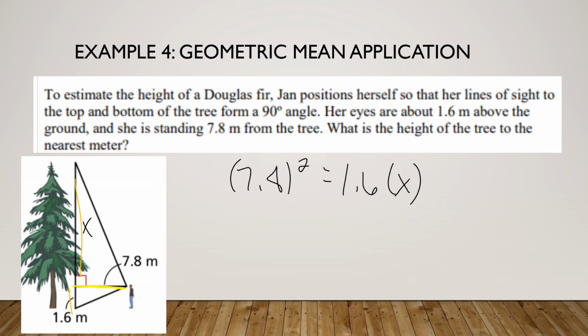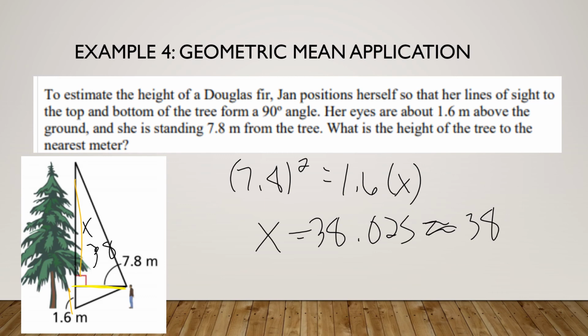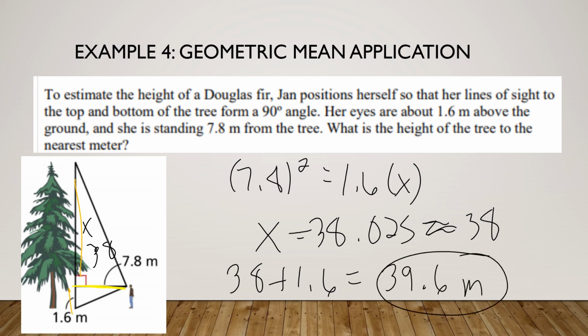So then we would do the math, and when we do the math, we end up with x is equal to 38.025. So we're going to approximate that to 38. So that x is worth 38. If we want the height of the entire tree, we would have to take the 38 plus the 1.6, and we would get 39.6 meters.